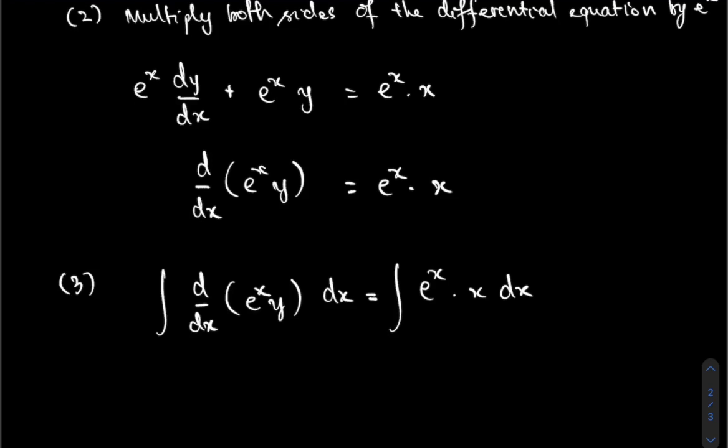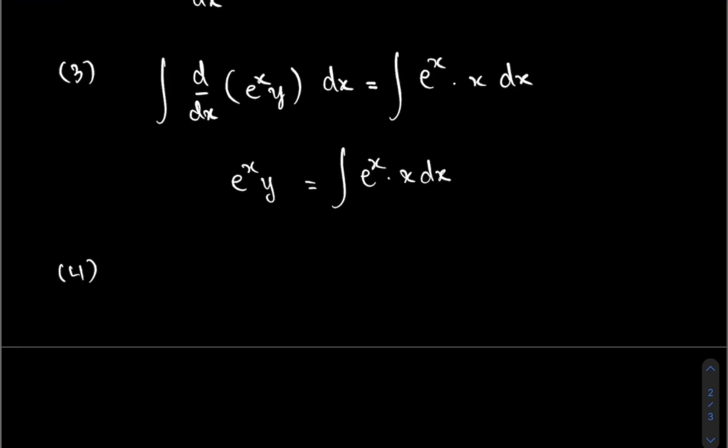We know that from the procedure, if we apply the fundamental theorem of calculus part 1, you can rewrite the left-hand side as e to the x times y equal to the integral of e to the x times x dx. Now the last step is to find the solution to the differential equation. To do that, you have to evaluate the indefinite integral on the right, e to the x times x dx. To evaluate the integral, you need to apply integration by parts. So you let u equal to x, then du equal to dx, and the dv part is equal to e to the x dx.